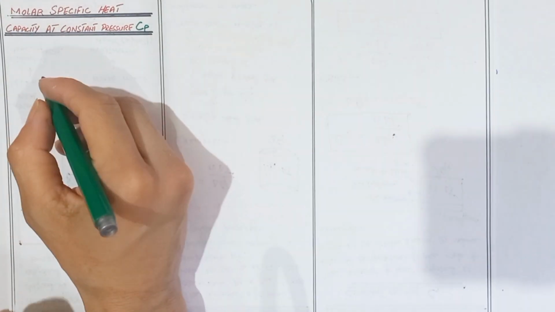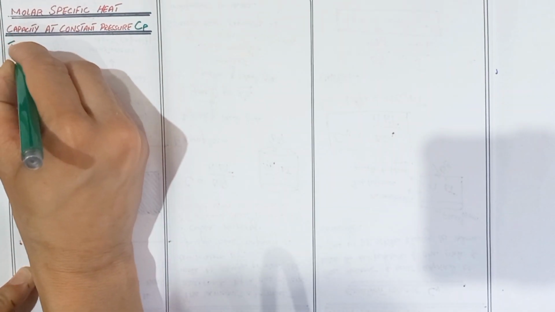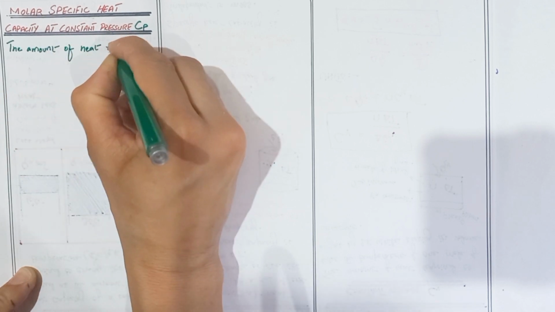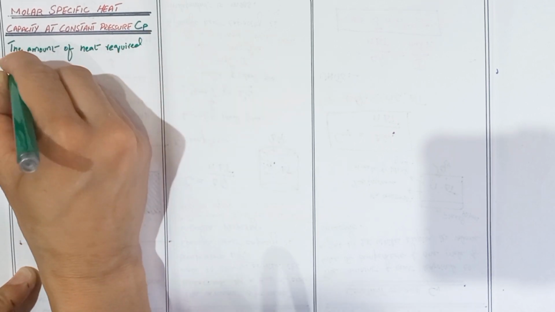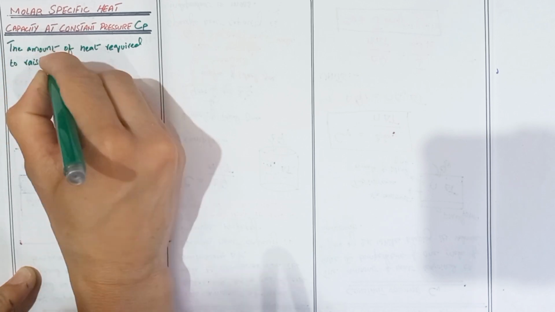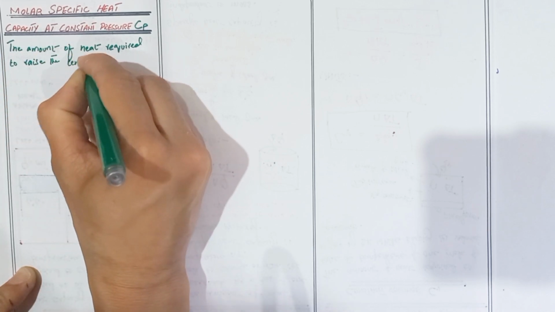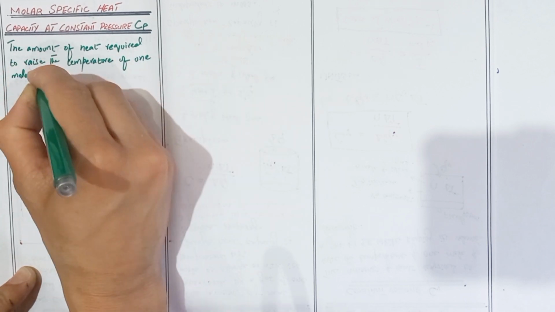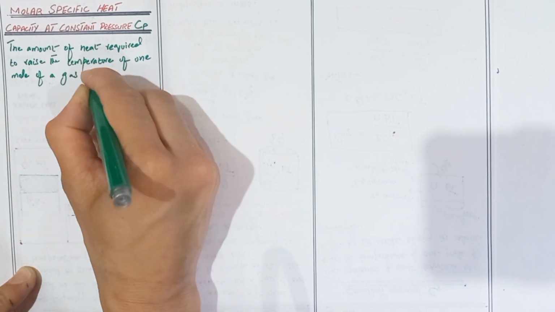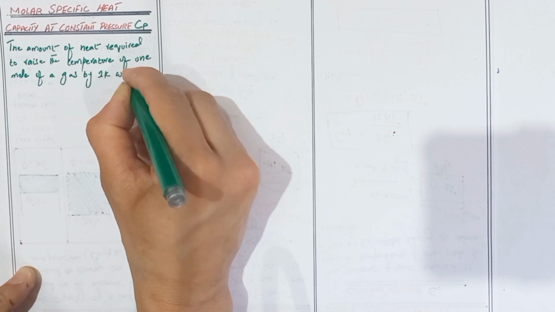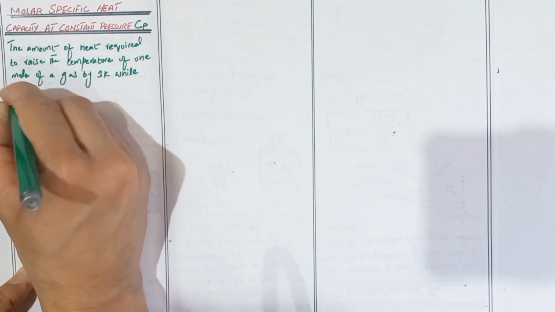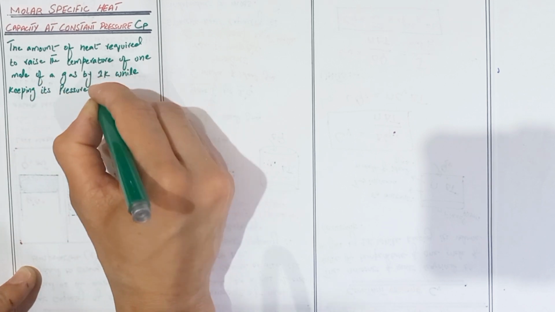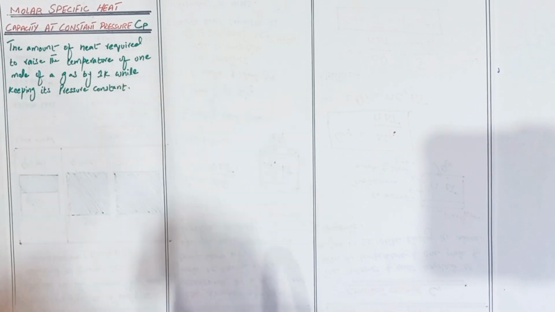Now we discuss the topic: the molar specific heat capacity at constant pressure. So here we first discuss the definition: the amount of heat required to raise the temperature of 1 mole of a gas by 1 Kelvin while keeping its pressure constant.